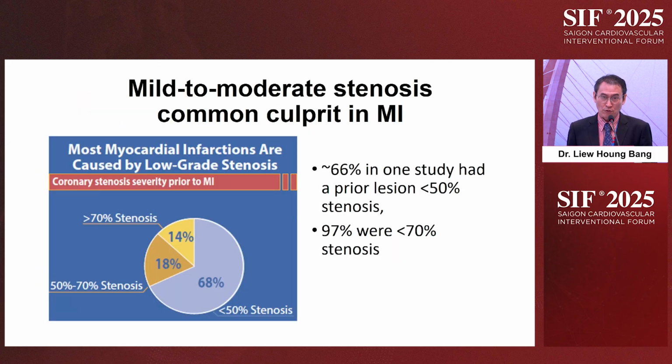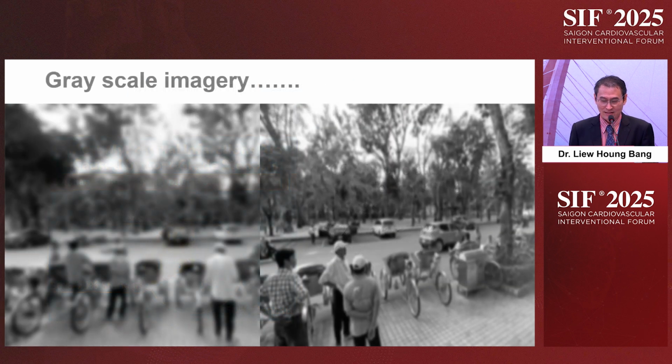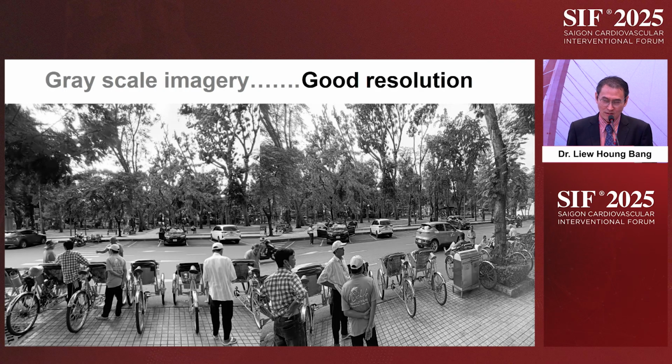We know that the majority of our MI patients do not have a high-risk, high-stenosis plaque. The majority are in fact less than 50%. Even some studies show 97% of MIs have a plaque of less than 70%. So when we see things like this, a grayscale IVUS is blurry. We don't see very clearly. We don't know what we are sure of, what we are not sure of. Of course, if we have better resolution, we see better, but it is still black and white.